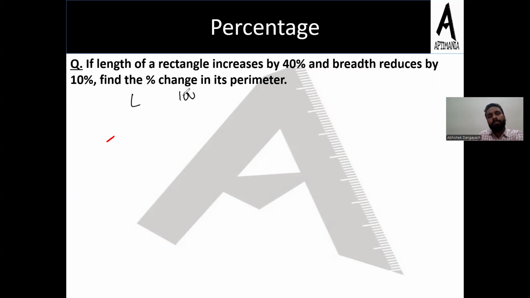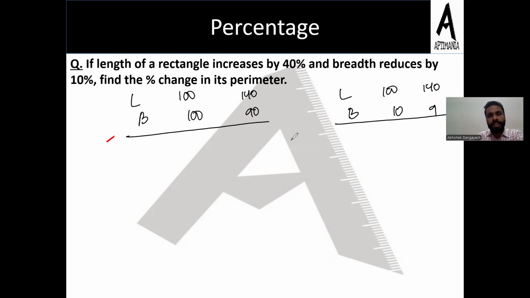पहले लेंथ 100 था, ब्रेथ भी 100 था. अब मैं ले रहा हूँ लेंथ को 100 और ब्रेथ को 10. आपको कोई दिक्कत? नो. Length after increment 140, breadth after decrement 90. Length after increment in this case 140, breadth after decrement in this case 9. यहां तक किसी को दिक्कत हुई? नहीं हुई. So let's try to calculate first change in area.